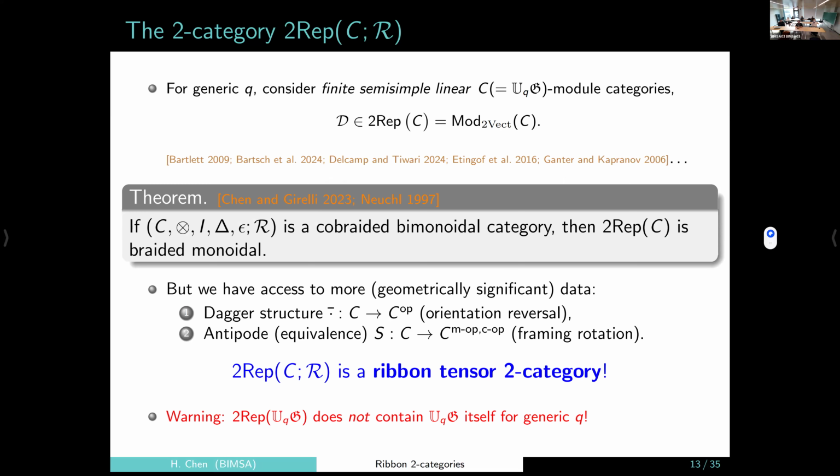All right. Well, let's get into the meat of the talk, which is that I'm just going to take a cobraided dagger Hopf category, and I'm going to consider finite simple linear modules of it, which is to say I consider modules inside it, and that's it.